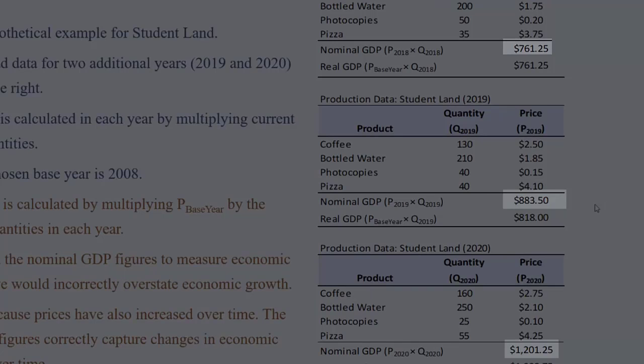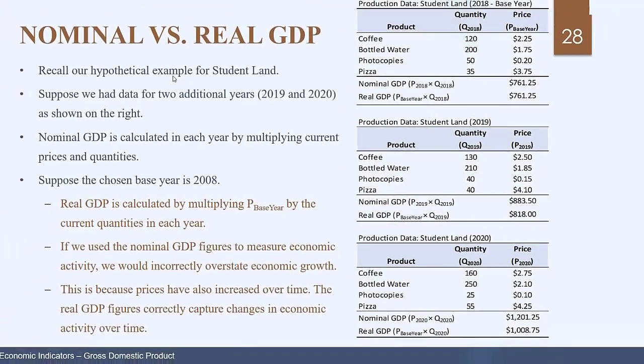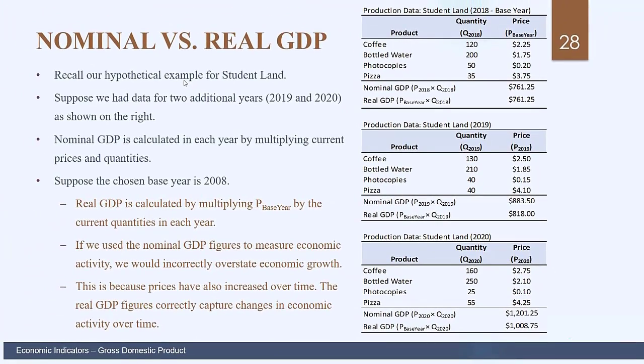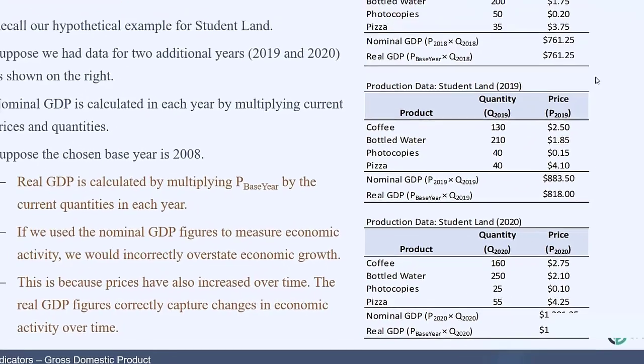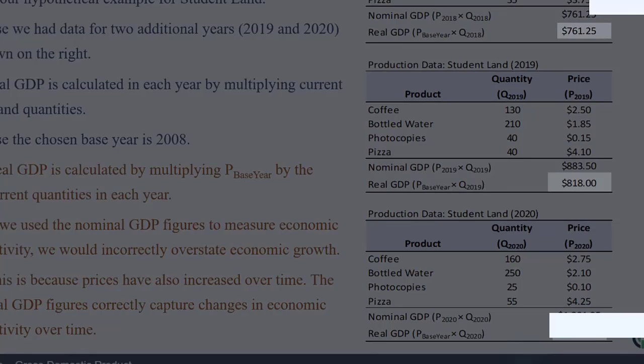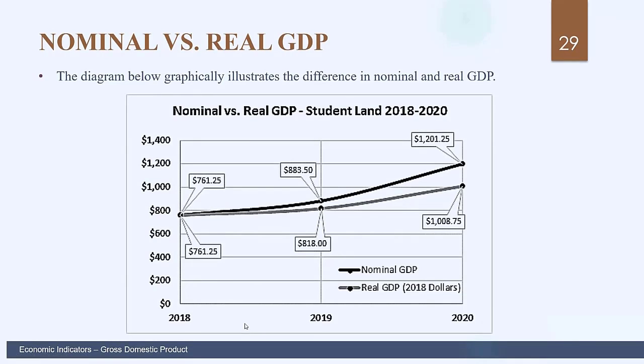That's because overall prices have increased in each of these years. The nominal GDP figures would be capturing both the quantity change and the price change. But since we've held constant prices in the base year, when we calculated real GDP, the real GDP figures will correctly capture changes in economic activity over time. The difference between real and nominal GDP is much easier seen in a diagram. So here's a diagram of the data that we just calculated.